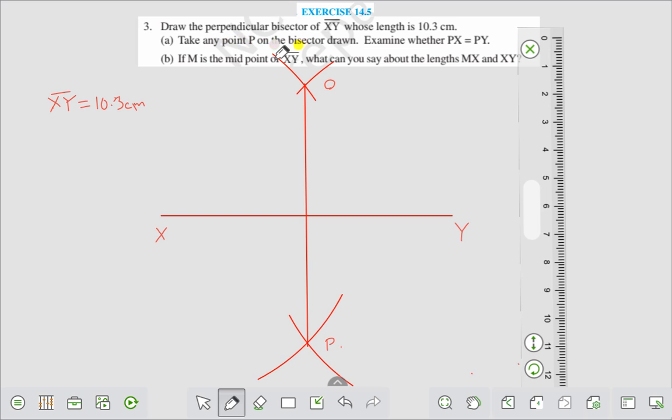Take any point P on the bisector drawn. Examine whether PX is equal to PY. Right. Let us take any point P on the bisector. Suppose this is a point we have taken here. This is point P.